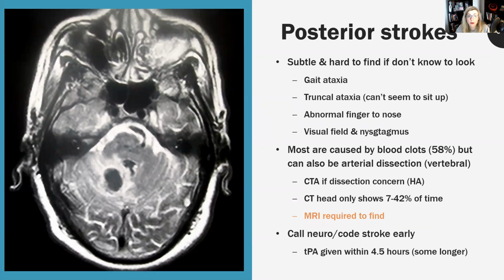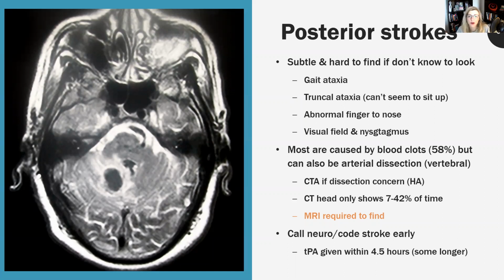So, things to know about posterior stroke. This is a picture of an MRI, by the way. Posterior strokes are notoriously subtle and hard to find. That is why you need to document all of those very specific neurologic findings that we just talked about. You also want to understand that ataxia doesn't just apply to gait. Looking for gait ataxia can be really difficult, especially in our older patients. Some of these patients require walkers and they have an abnormal gait to begin with, or they can't stand.